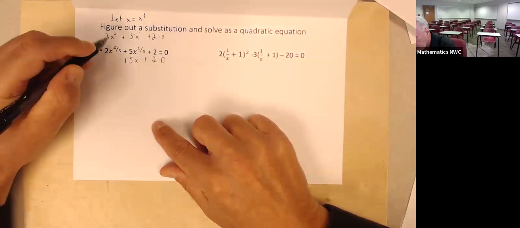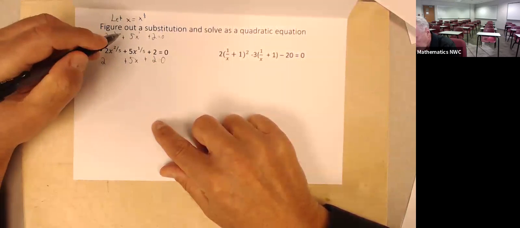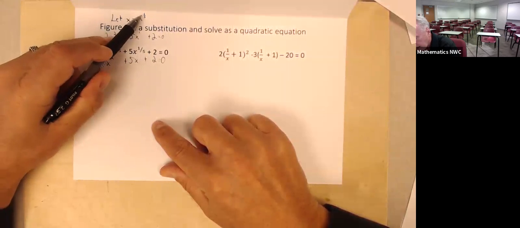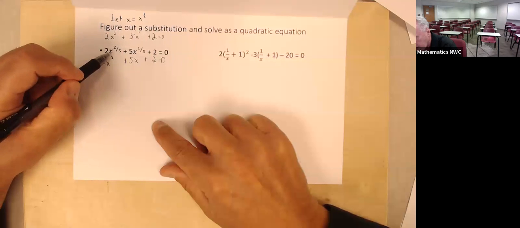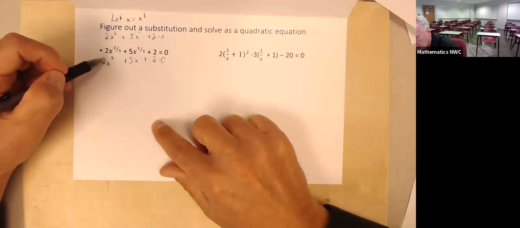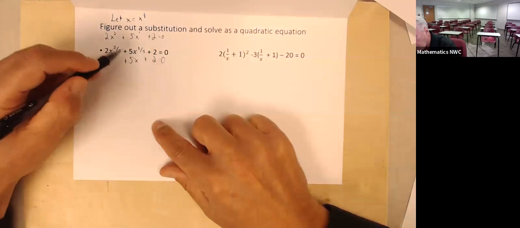This is x to the 2/5. That's really 2x squared, because if I put x to the 1/5 in there and square it, that will give me x to the 2/5. That's kind of a hard step for a lot of people to see. Now it's in the form of a quadratic.